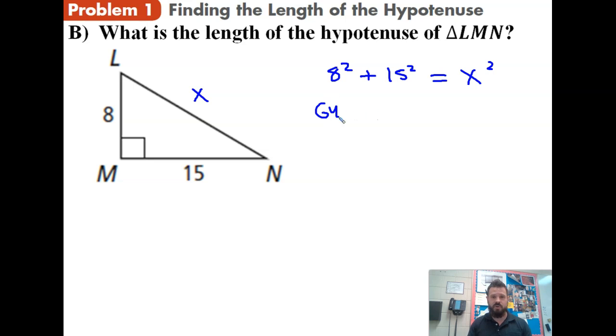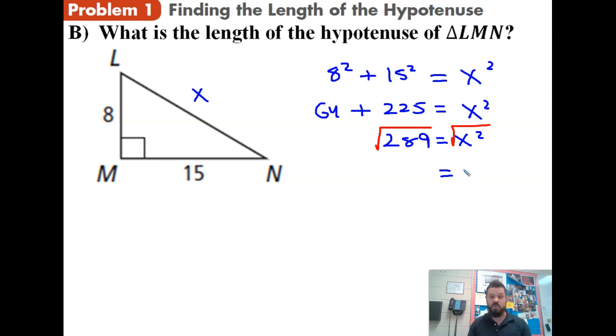8 squared is 64. 15 squared is 225. So 64 plus 225 is equal to x squared. We can then add those together. 64 plus 225 is going to give me 289 is equal to x squared. And then again, to get the x by itself, I will square root both sides of the equation, leaving me with just the x on the right, and on the left we get a 17. So I have a hypotenuse of length 17 for part B.